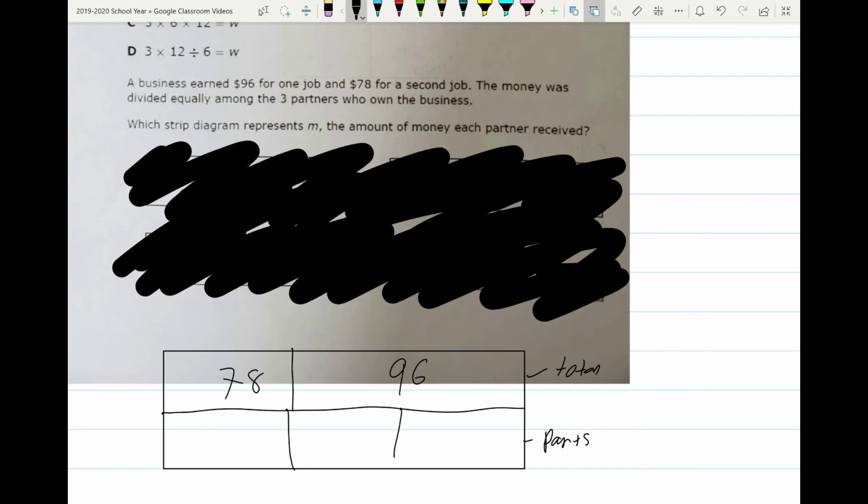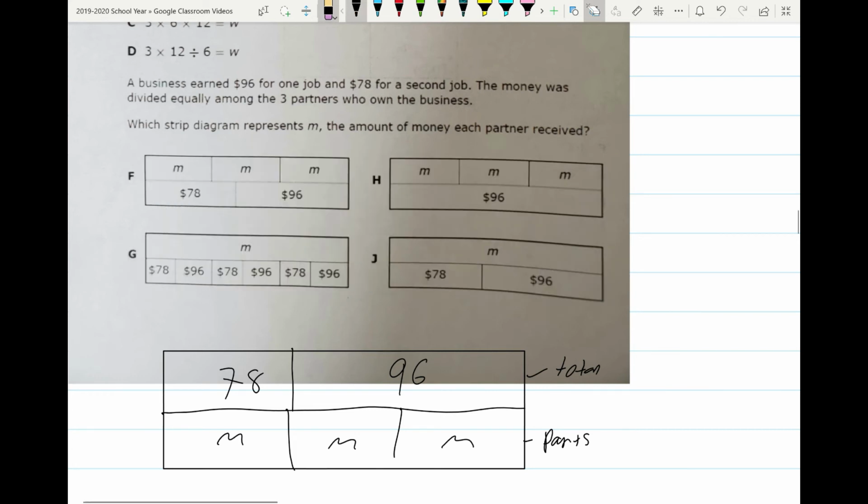And the 3 partners will be represented by M. Okay, all right. So if this is what we got, let's see what we can see. Let's look at J. They only have one business partner. That is incorrect. H. They're not going to add the total of the 78. That's missing. That's missing. So H is wrong.